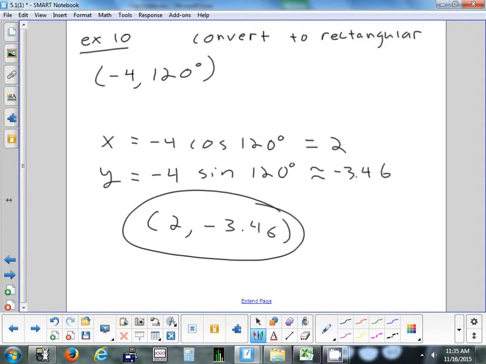Any questions on converting polar to rectangular? To convert polar to rectangular, we use sine and cosine. Which trig function didn't we use? Tangent. Yeah, we didn't use tangent. We're going to use tangent when we convert the other way tomorrow, when you change rectangular to polar.